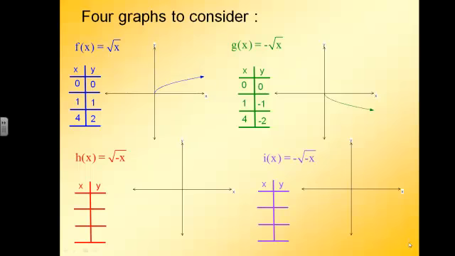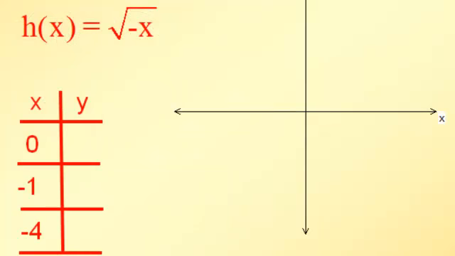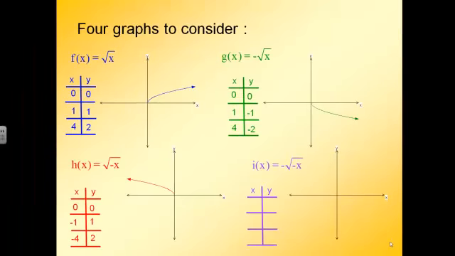Next function, root negative x. What kind of numbers do I have to feed that for my x? In order for it to work, it's got to be negatives. Once again, I picked nice numbers that work out to nice y values. I'm asking for the positive root of each of these though, so all my y's positive. So this function has ordered pairs that have negative x's and positive y's, which means it looks like this. Notice this one looks like a reflection of the blue guy in the y-axis.